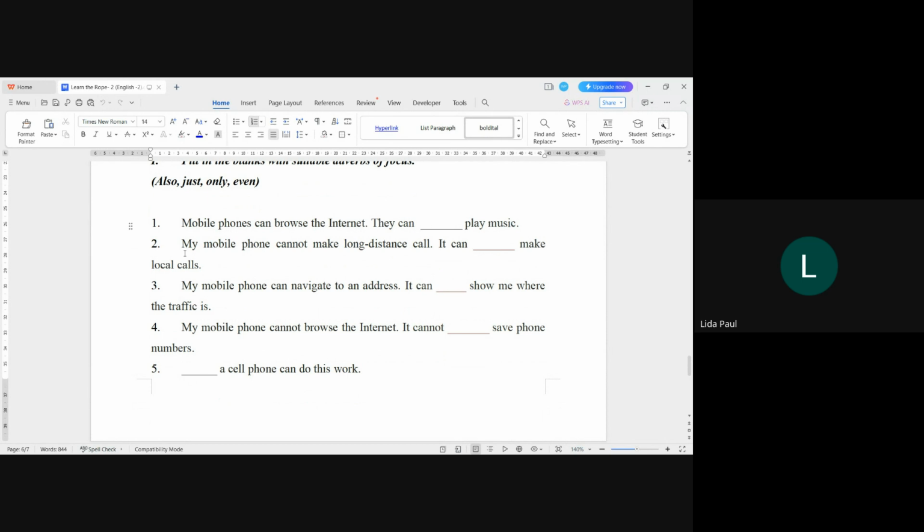Now, the second one: my mobile phone cannot make long distance calls. It can dash make local calls. It can only make local calls. Okay. It can only make local calls. Anything else?